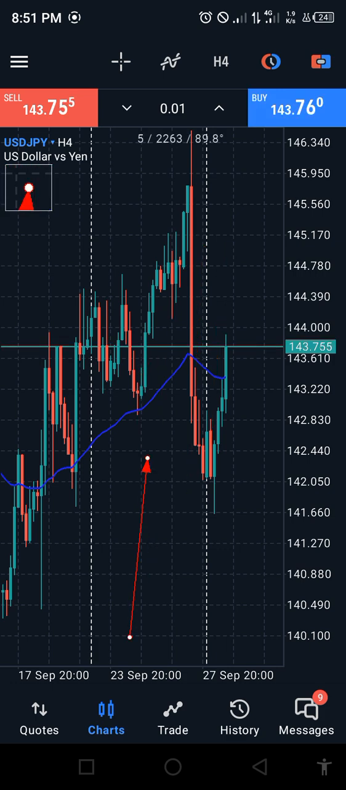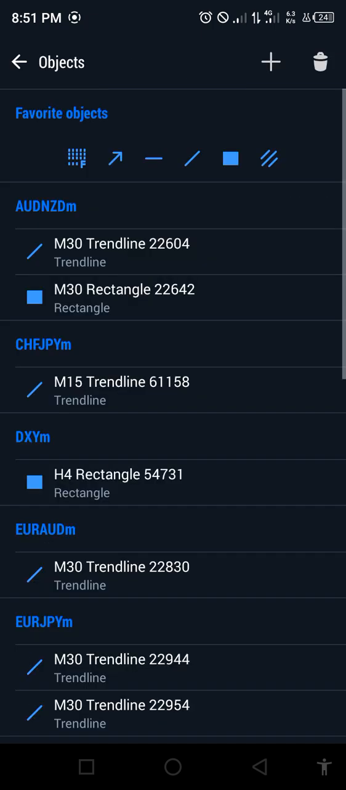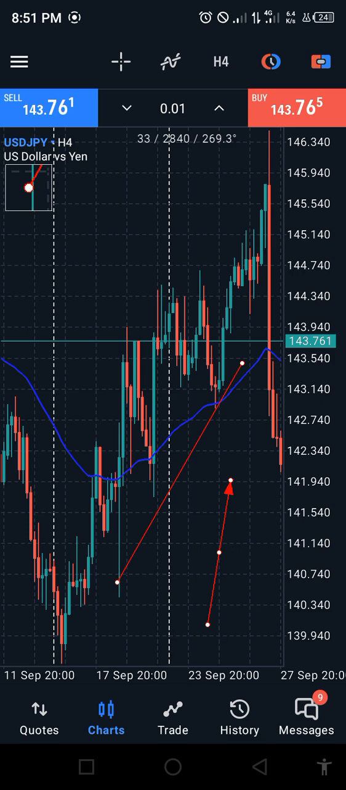Okay, but without much wastage of time, let us start from the 4 hours. Now what can we first of all see from the 4 hours? What we can see is that the market is in an uptrend. Now what are the criteria for an uptrend? Firstly, the market should have a series of higher highs and higher lows.